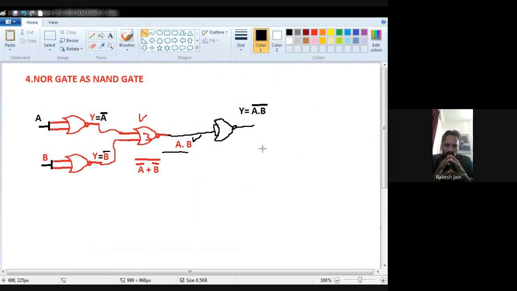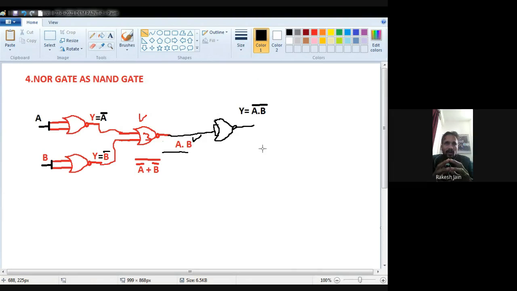So first of all, I realize NOR gate as an AND gate, then the output will be given to a NOT gate, NOR gate as a NOT gate. Then we will finally find out NOR gate as a NAND gate. I have to use only the NOR gate for the total realization. So first NOR gate behaves as a NOT gate, so input is A, output is A bar. The second NOR gate behaves as a NOT gate, so the input is B, output is B bar.